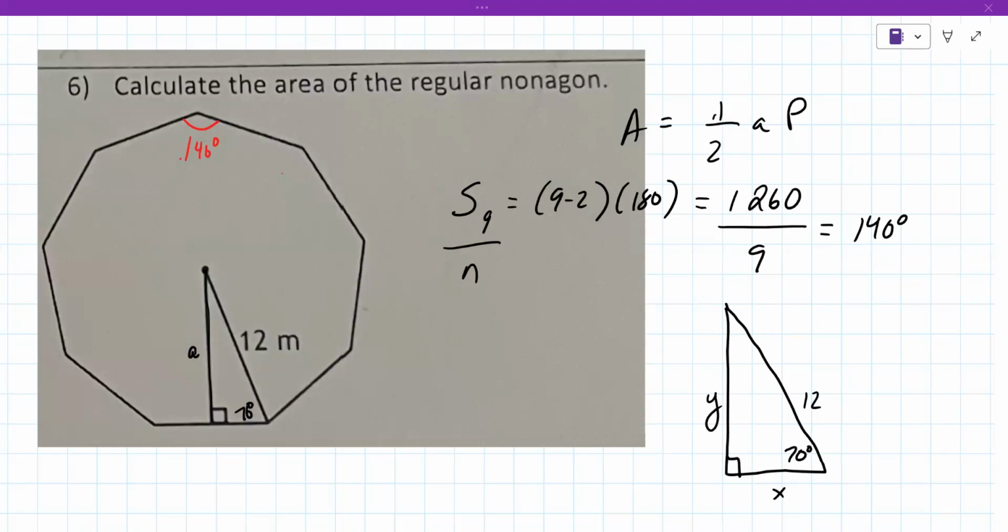I think I did it not right. Is Y 11.28? All right. So Y, yeah, you got Y correct. So do the same thing for X.